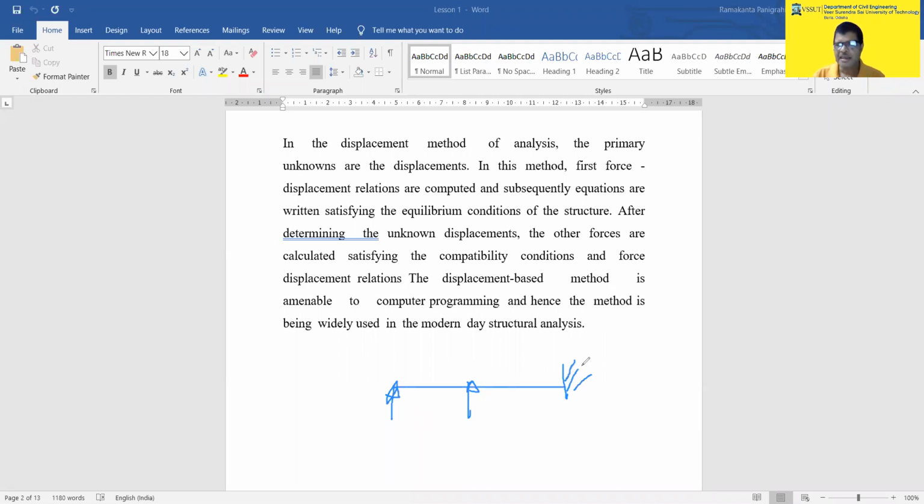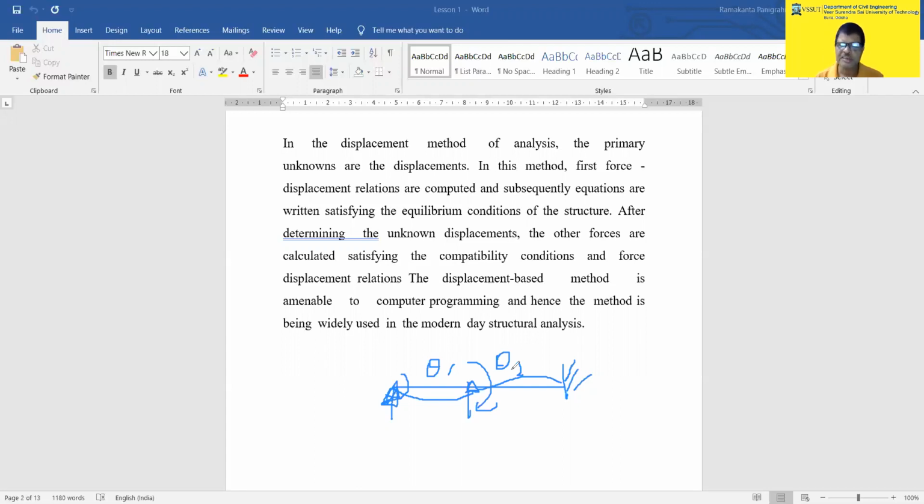Here the slope is 0, but at the other supports the slopes are unknown. So I can take theta 1 as unknown here, and theta 2 as unknown here. Theta 1 and theta 2 are the unknowns. So the slopes are unknowns. Sometimes we can take displacements as well as slopes; anything you can take as the unknowns.